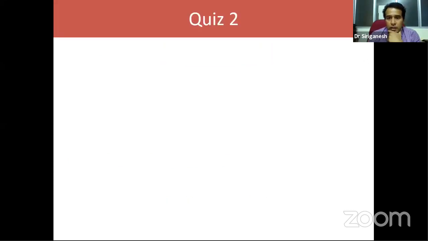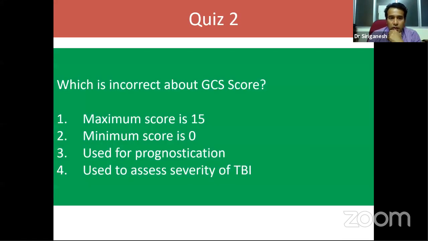So here comes the second question for the quiz. Which is incorrect about the Glasgow Coma Scale score? The options are: first, maximum score is 15, minimum score is 0. GCS can be used for prognostication. It can be used to assess the severity of traumatic brain injury. The poll window is on. Now you can start responding.